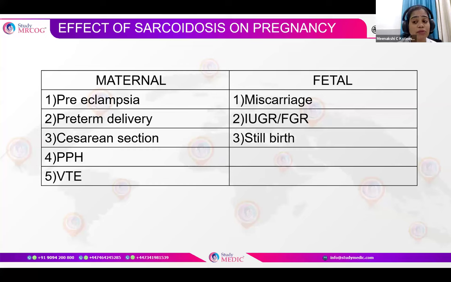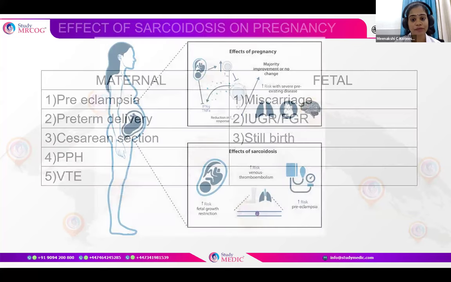So what are the effects that are told? We have preeclampsia, preterm delivery, increased rates of cesarean section, and also an increased risk of postpartum hemorrhage as well as venous thromboembolism. It is considered to be one of the risk factors for venous thromboembolism. In the fetal risks also, miscarriage and fetal growth restriction. There are a few studies which say that stillbirth is there, but a few studies which say there is no increased risk of stillbirth. Miscarriage and fetal growth restriction are said to be the other associated risks.